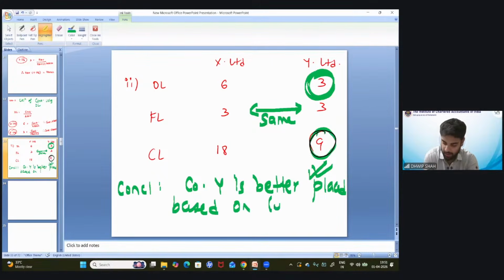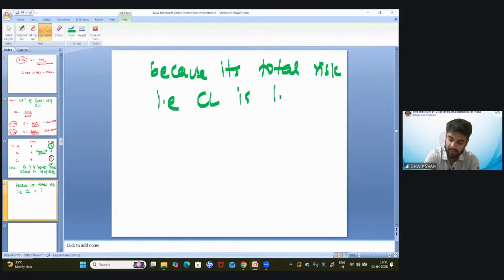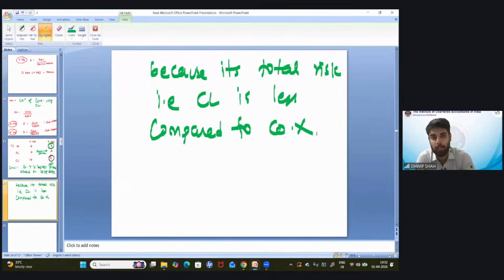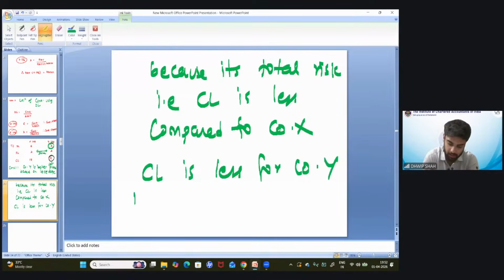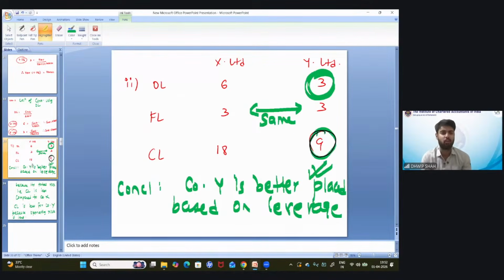Based on leverage, why is it better placed than company X? Because its total risk, that is combined leverage, is less compared to company X. Why is combined leverage less? Combined leverage is less for company Y because operating risk, in the form of fixed operating cost, is less. So this is the conclusion in very simple terms. Don't unnecessarily complicate things for yourself.